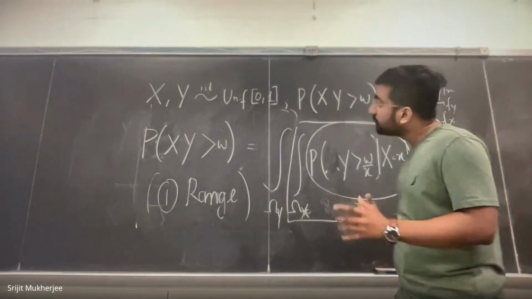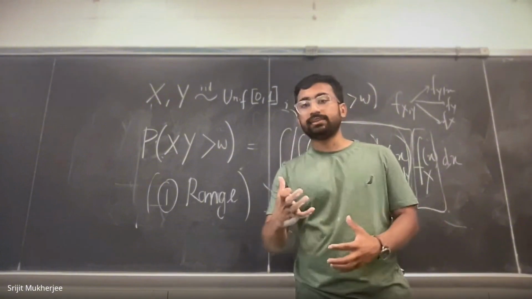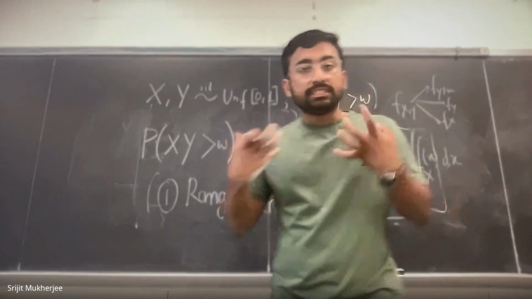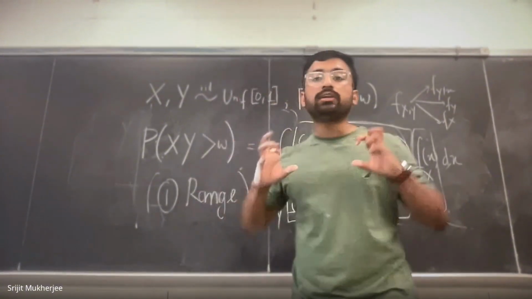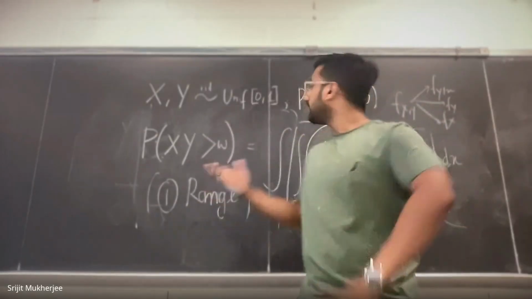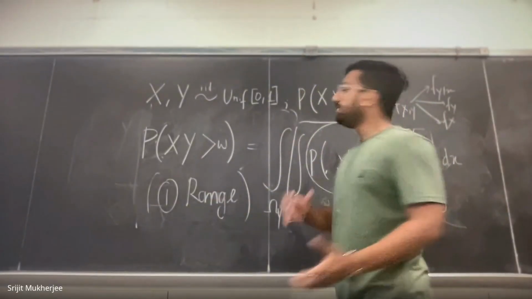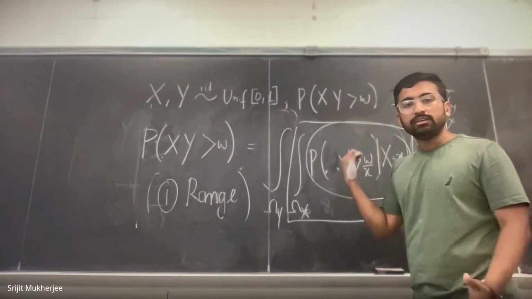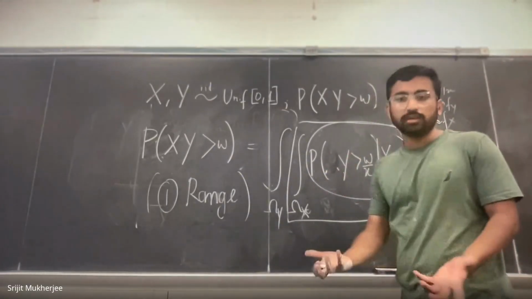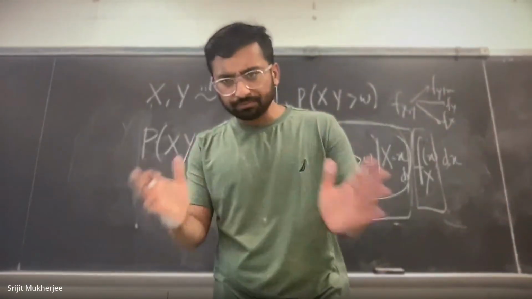Now, if x was dependent on y, it depends on how they're related algebraically. If x given y was more computable in nature, then you do x given y, and then multiply by f of y, the density of y. Does it make sense? Fine.